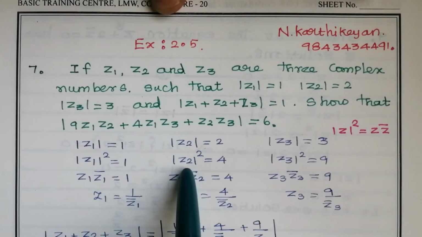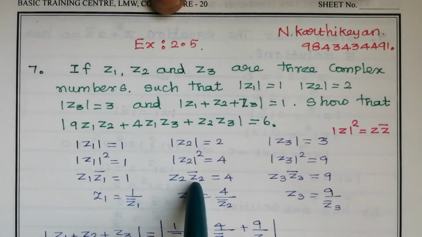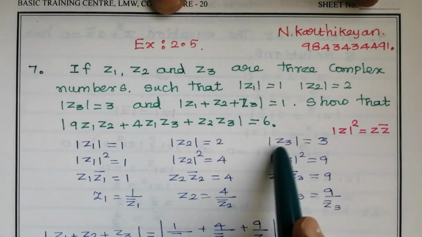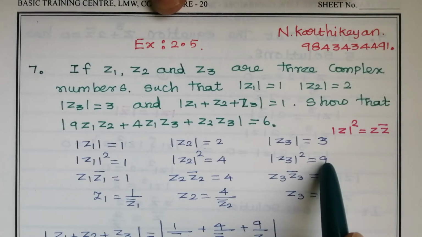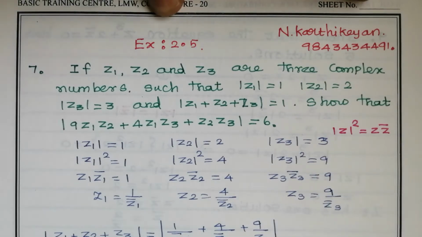Similarly, modulus of Z2 the whole square equals 4, then Z2 Z2 bar equals 4, then Z2 is equal to 4 by Z2 bar. Again, modulus of Z3 is equal to 3, then modulus of Z3 the whole square equals 9, so Z3 Z3 bar equals 9, then Z3 is equal to 9 by Z3 bar.